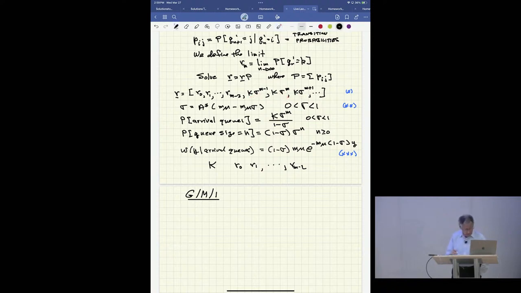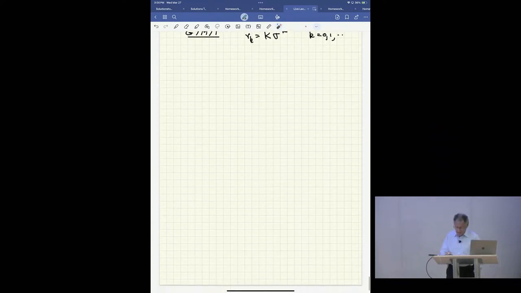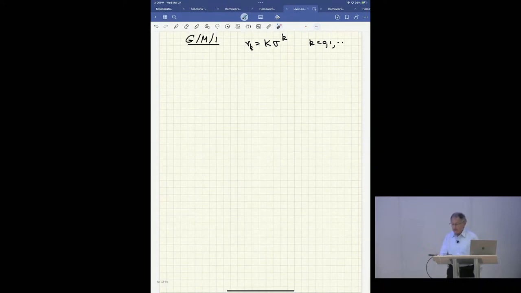So we can easily write down that R_k is equal to that thing on the right of that vector, namely it's K, capital K, sigma to the k. And this is for k equals 0, 1, etc. So for GM1, we don't have to find these, but we do have to find K. So now I ask you, given this equation at the top of your screen, how would you find capital K? What's the approach? What would you do?